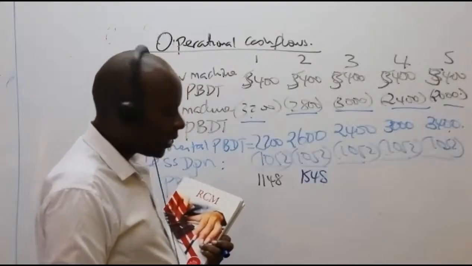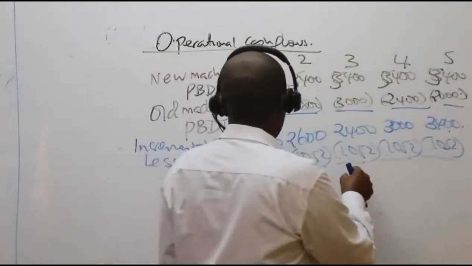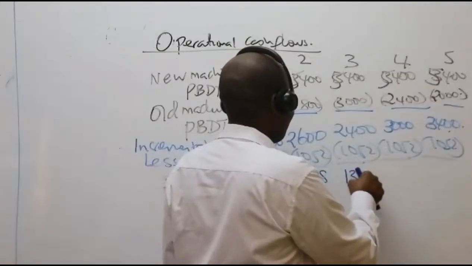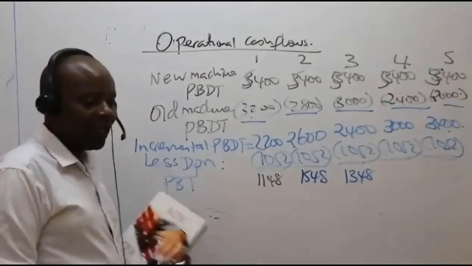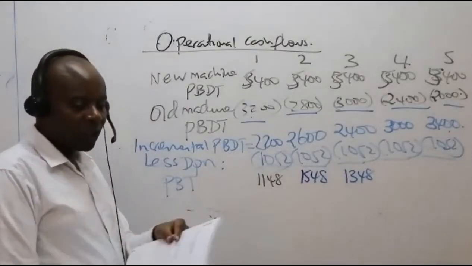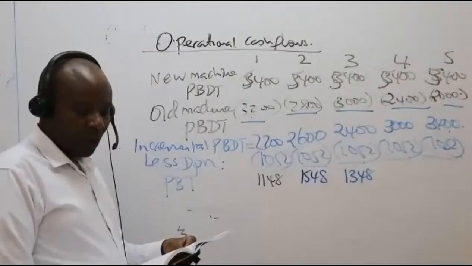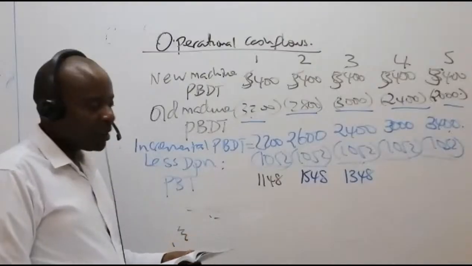There is somebody who is saying that the incremental depreciation is 600. Really? The incremental one that we got after subtracting, were we getting 600 really, or 1052?